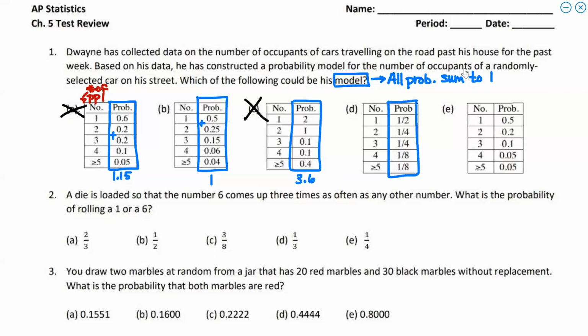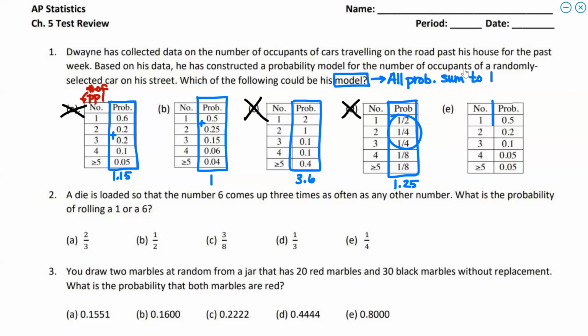Oh, they gave me fractions. 1/2 plus 1/4 plus 1/4. That's 1. So this is bigger than 1, right? This is actually going to come out to be 1.25.